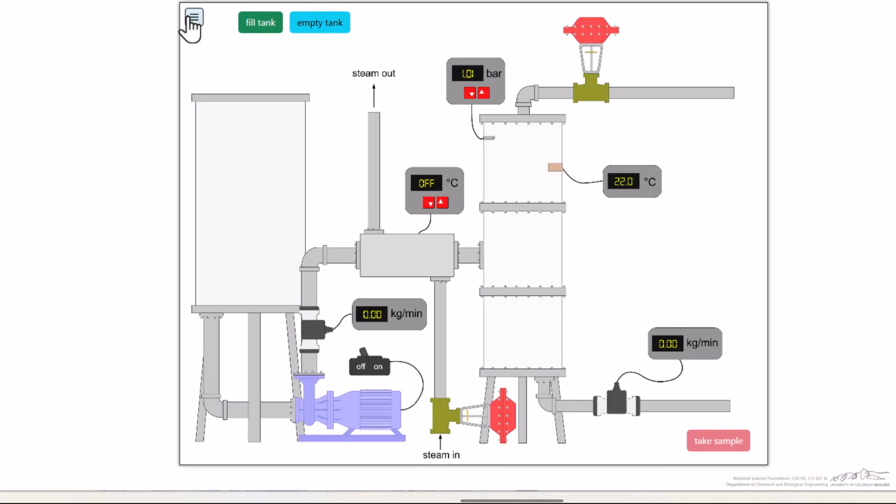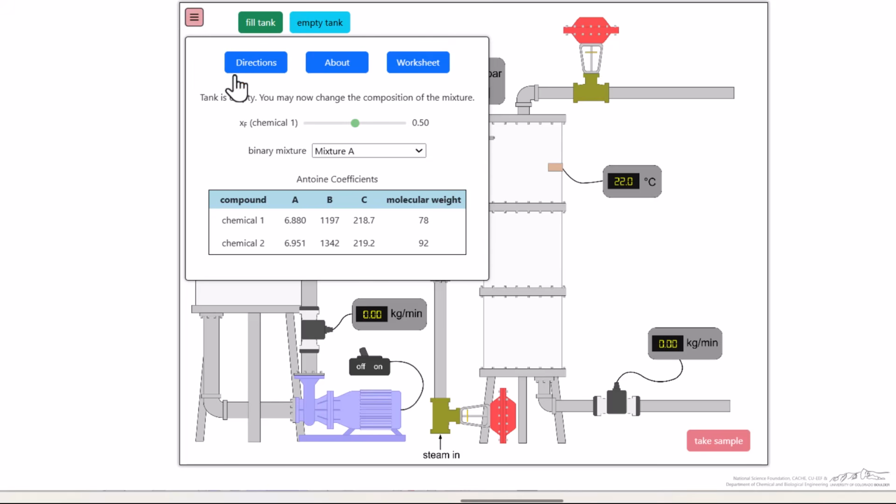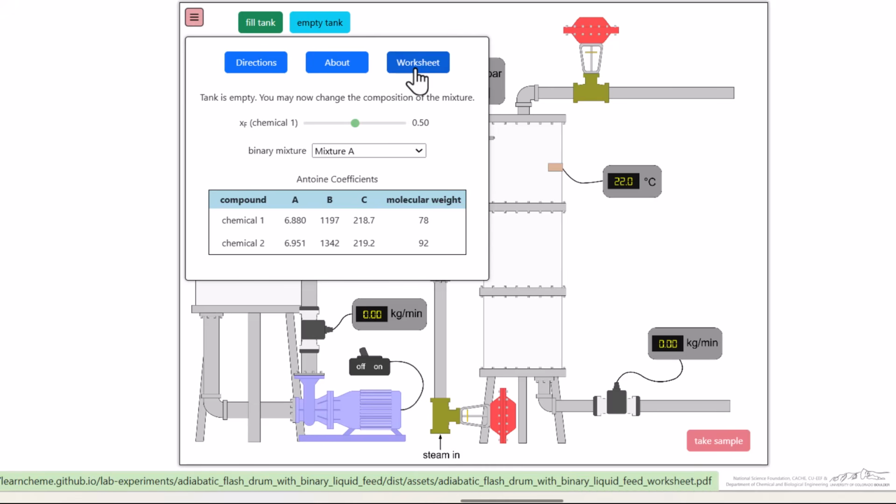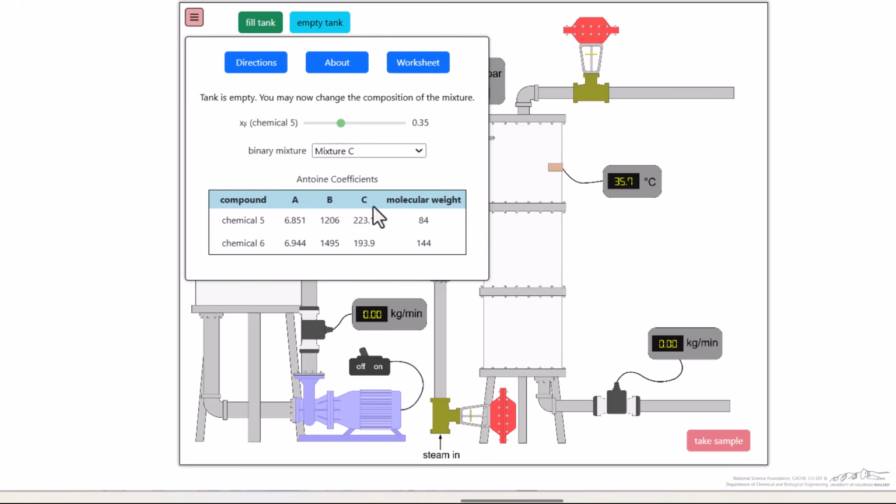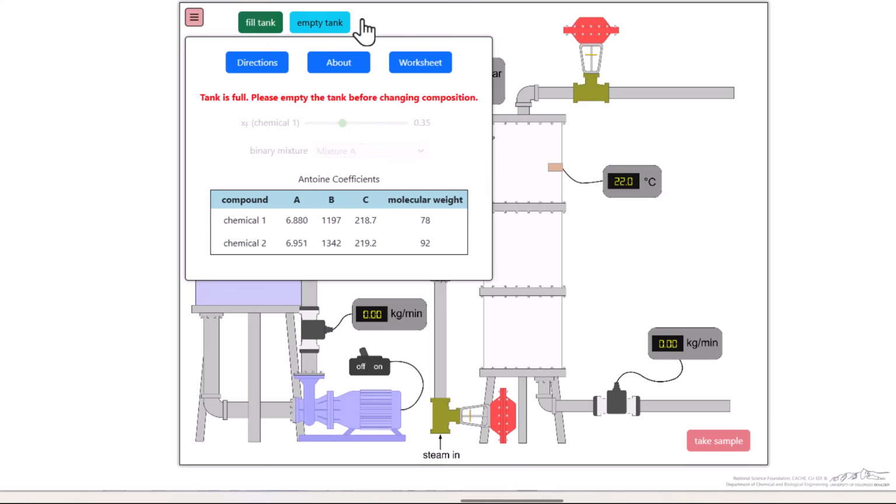So if we select here, we can see we have directions, information about the simulation, and then a detailed worksheet that explains what experiments to do. You can see we can pick which mixture we're going to use. Let's pick mixture A, and we're given Antoine's constants, molecular weights. We can pick the feed composition. And so now we can fill the tank.